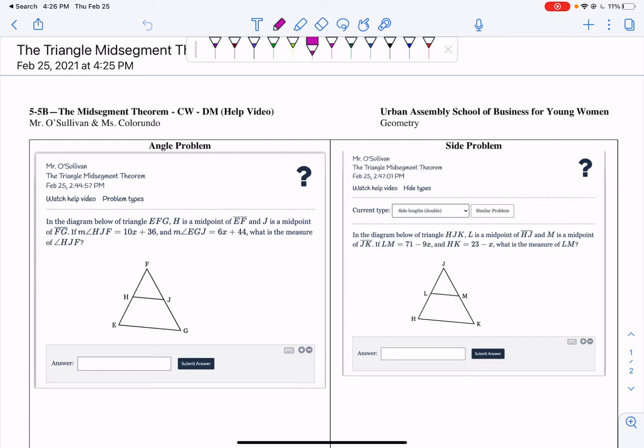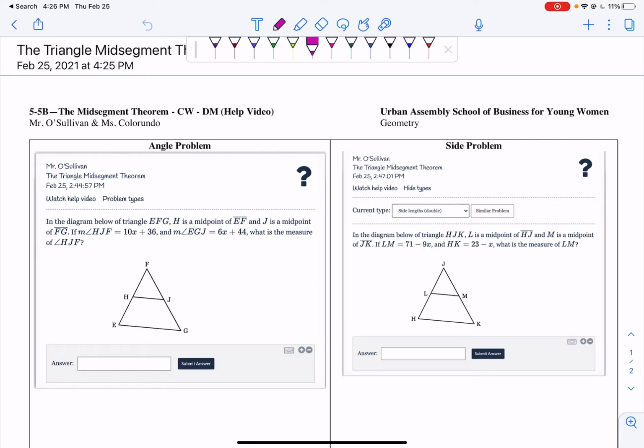Please make sure that you are working on your Delta Math assignment. We went over this lesson during Zoom, but due to request, it looks like I'll be making a help video for each Delta Math assignment. And Miss Colorundo also wants to make some as well, so we might be taking turns. So if you hear a different voice, don't be scared.